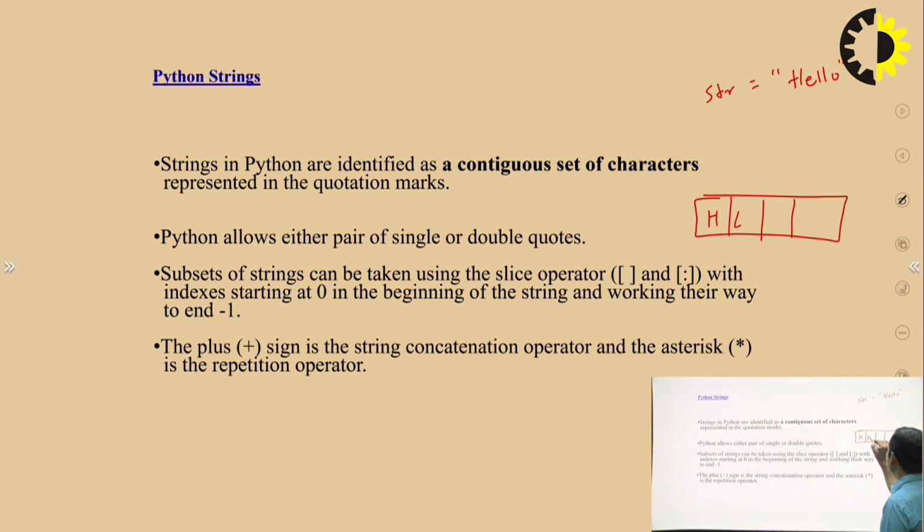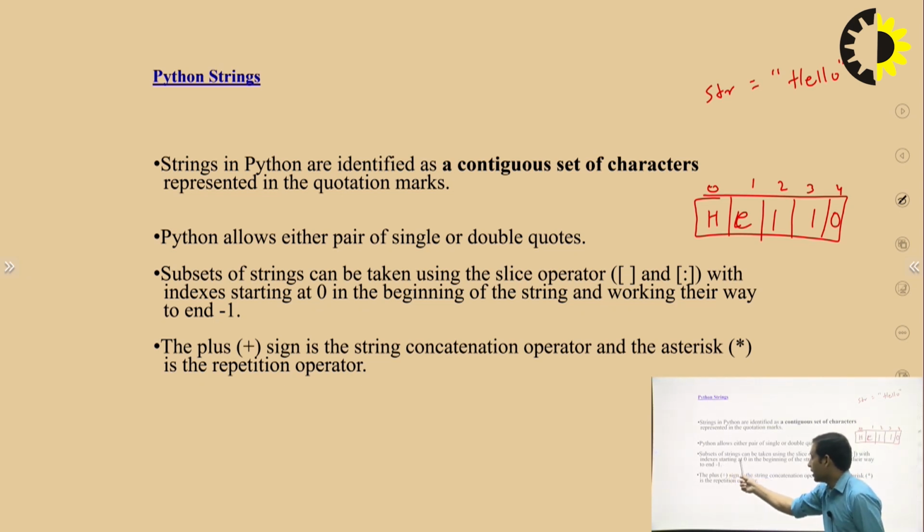Here we have the string H, E, L, L, O, hello. Now the starting index is 0, then 1, then 2, then 3 and then 4. So this is the starting index. Index starts at 0 at the beginning of the string and works its way to end minus 1.